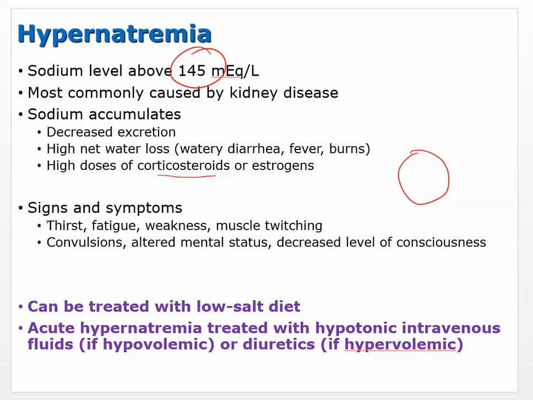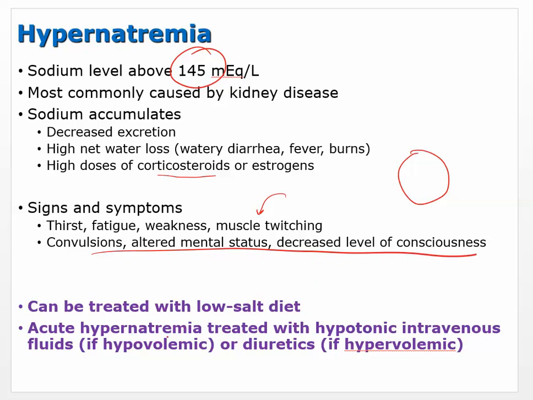Okay, so signs and symptoms: thirst, fatigue, weakness, muscle twitching. Hopefully a lot of these make sense, because it does have a neural component. Convulsions, altered mental state. Here we go, neural components all over the place. Convulsions, altered mental state, decreased level of consciousness. It can be treated. If you have a problem with hypernatremia, a lot of times you're okay just by decreasing your salt intake.